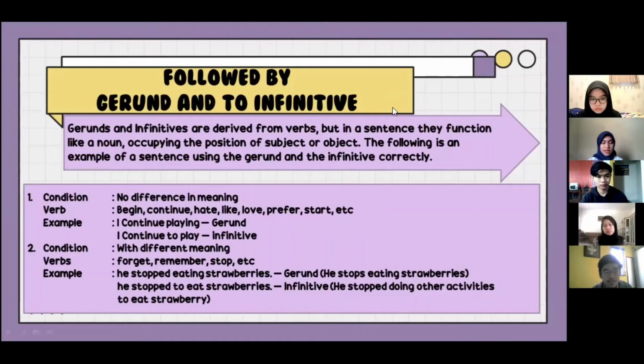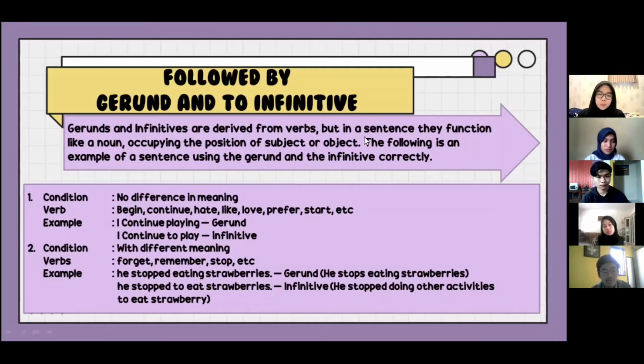Number 1. Condition: no difference in meaning. Verbs: begin, continue, hate, like, love, prefer, start, etc. Example. I continue playing. Gerund. I continue to play. Infinitive.